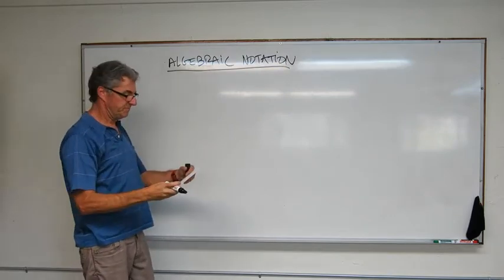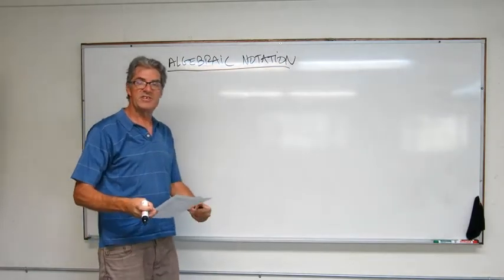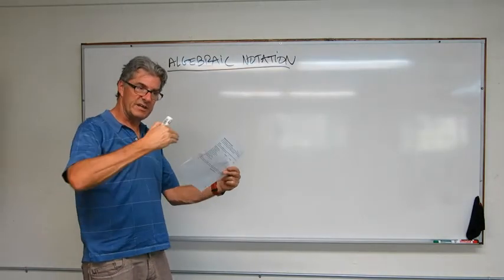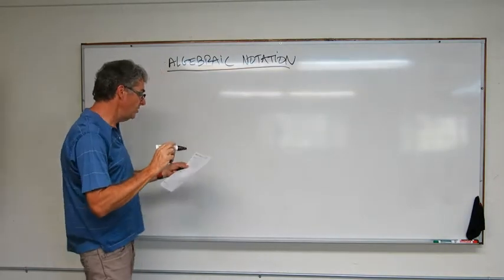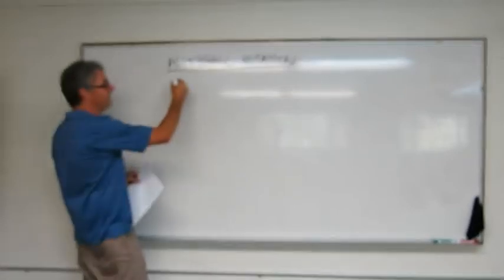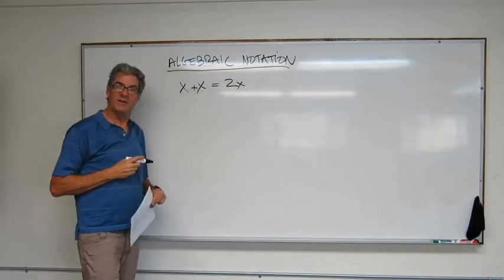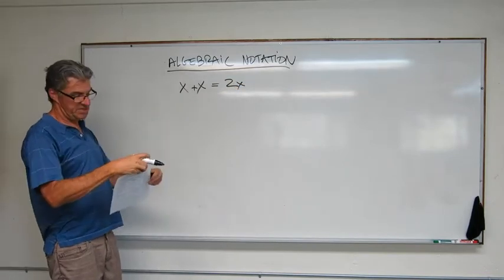Algebraic notation. Okay, so notation is how we simplify things. We want to express our algebraic statements as simply as possible. So if I write something like this, x plus x, we can combine those. This is really two x's. So I can just write 2x. Okay? That's much more simple than x plus x.